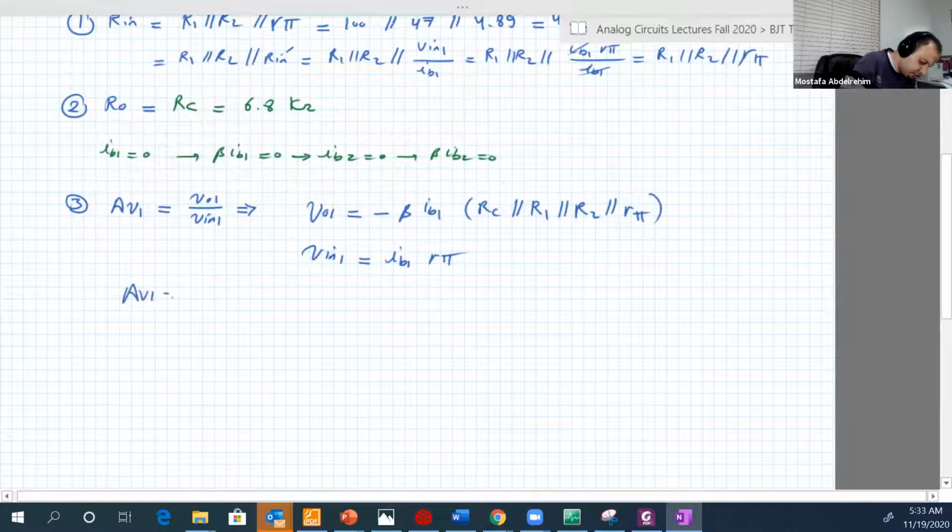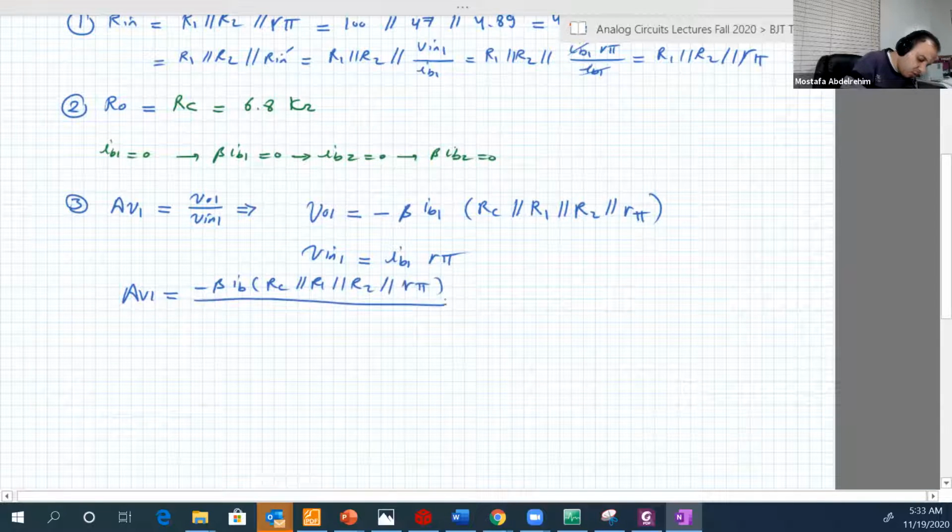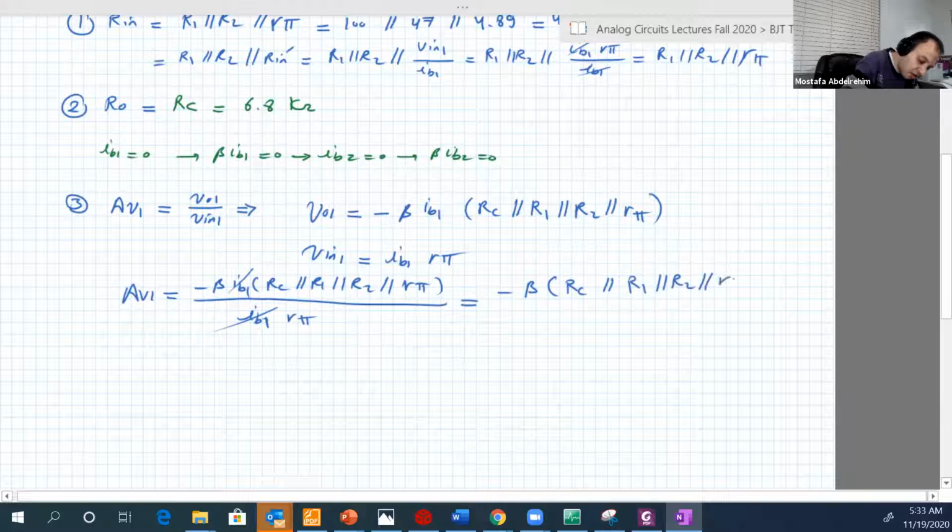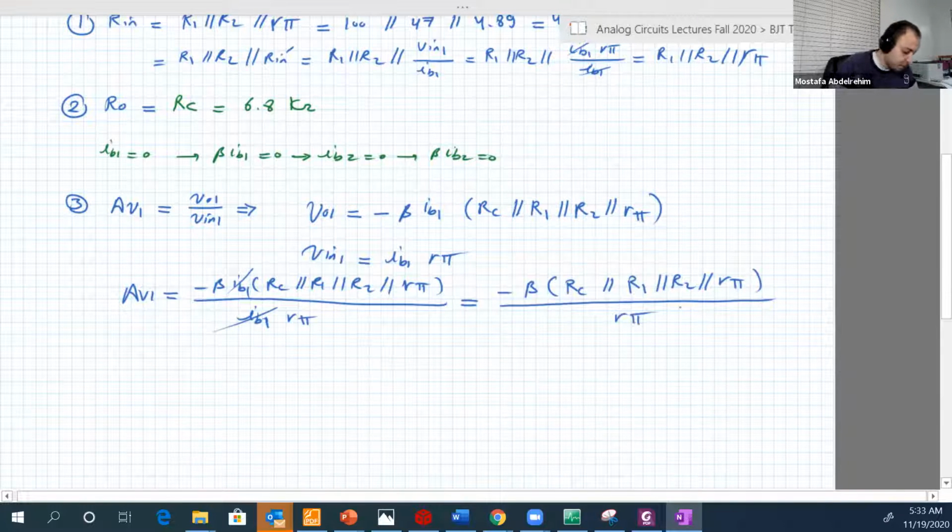So AV1 is equal to minus beta IB RC parallel R1 parallel R2 parallel R by over IB1 R by. I'm sorry, this is IB1 as well. IB1 will go with IB1, so we'll end up with minus beta RC parallel R1 parallel R2 parallel R by over R by. So we can calculate it as well. If we calculate this term, we find that AV1 is equal to minus 53.37.